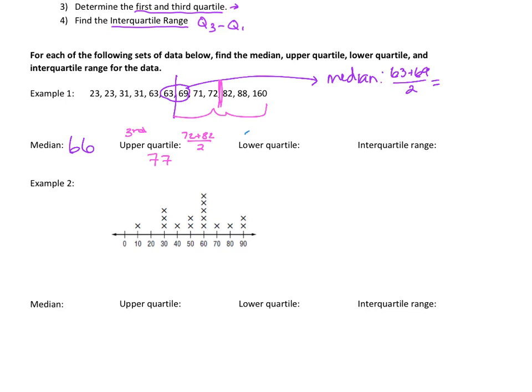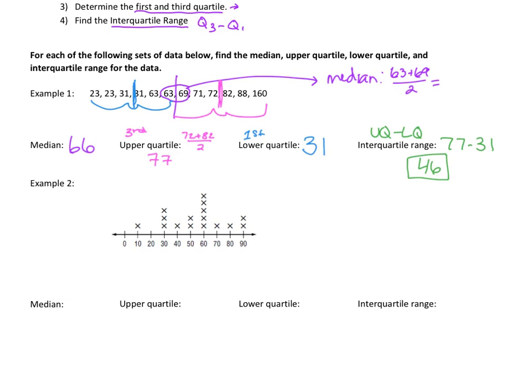My lower quartile, or again, that's the same as the first quartile, that's the middle of the lower part of the numbers. So again, I'm going to find the halfway point. Well, halfway between 31 and 31 is 31. So that one's pretty easy. Now the last thing I need to do is find my interquartile range, which again is my upper quartile minus my lower quartile. So my upper was 77, my lower was 31. So my interquartile range is 46.